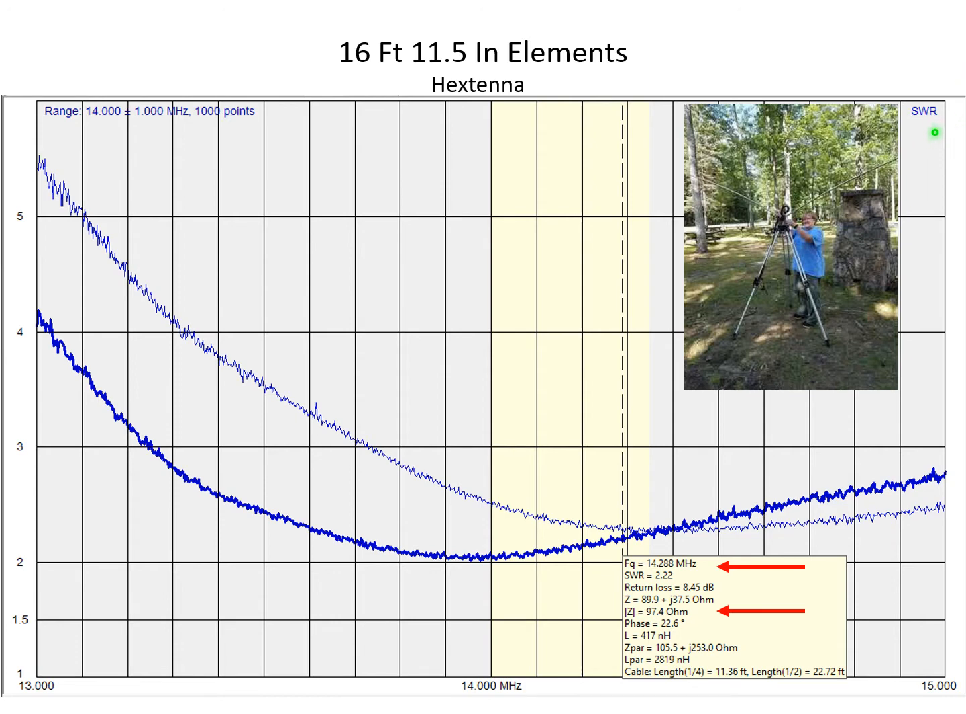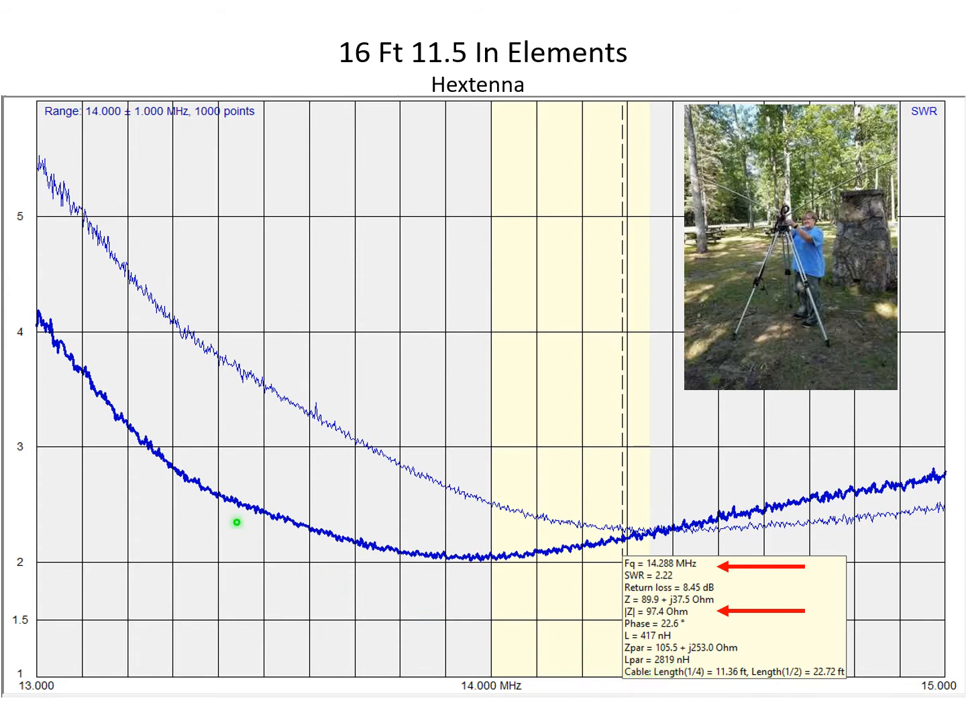So what this is, is a standing wave ratio plot. It's indicated over here in the corner, the SWR. And what we're doing is we're looking at the standing wave ratio of that antenna with the elements adjusted at 16 feet, 11.5 inches. And this was the recommended length provided by the manufacturer to begin operating.